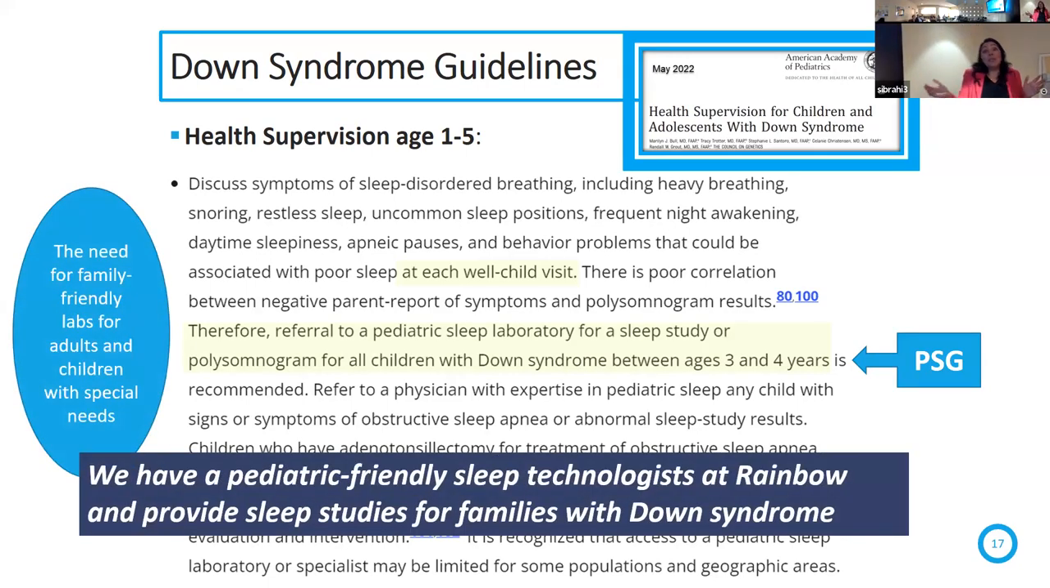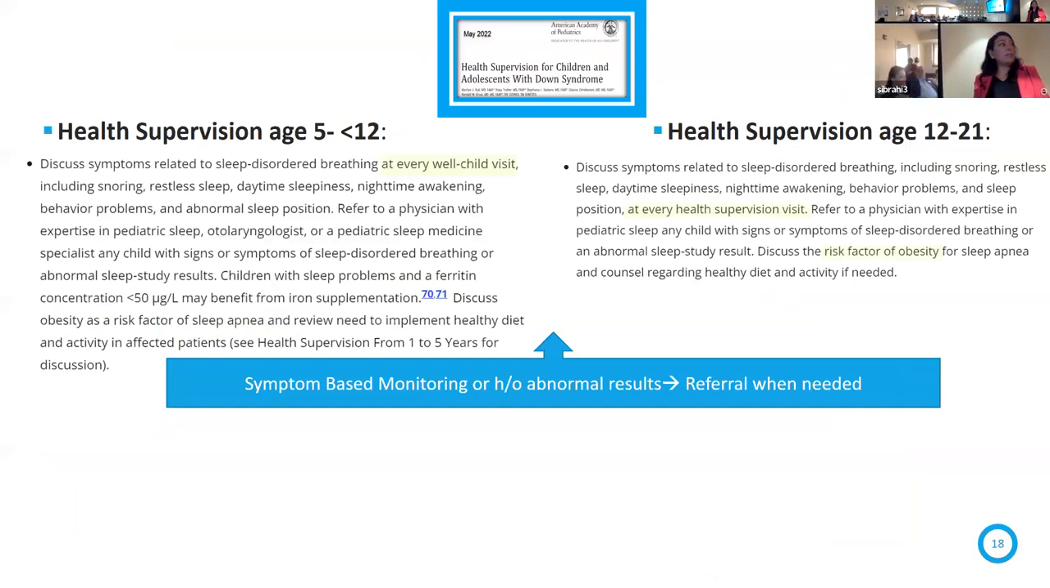So it turns out we also need family-friendly labs. If we're going to do these studies readily, we need to help children's families, not just children, but adults with special needs, and we need to be family friendly to be able to do that. Thankfully, we have wonderful pediatric sleep technologists who take good care of their families. They accept an indication of trisomy 21. It's sleep disordered breathing as an evaluation. Yes, you still have to put the right codes in, play that insurance game, but it is for sleep disordered breathing, so it's legitimate.